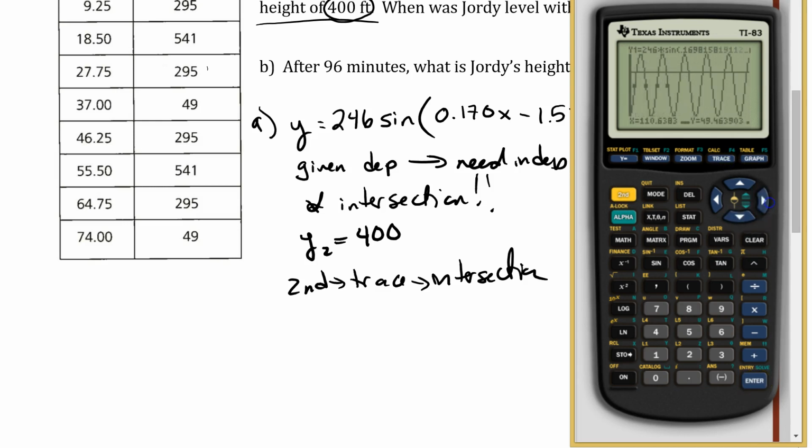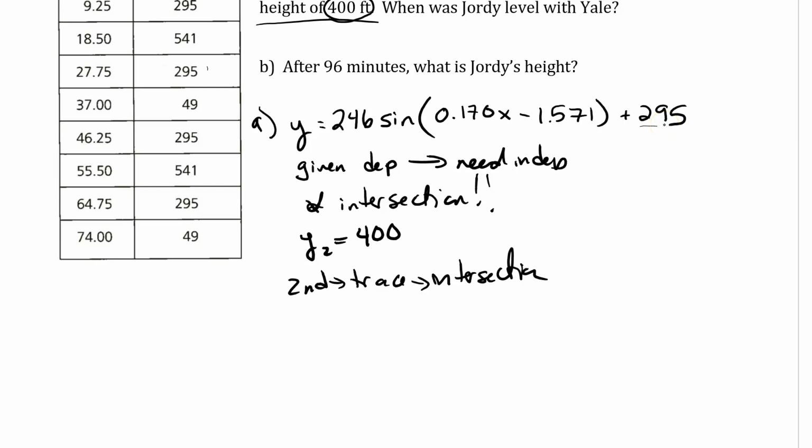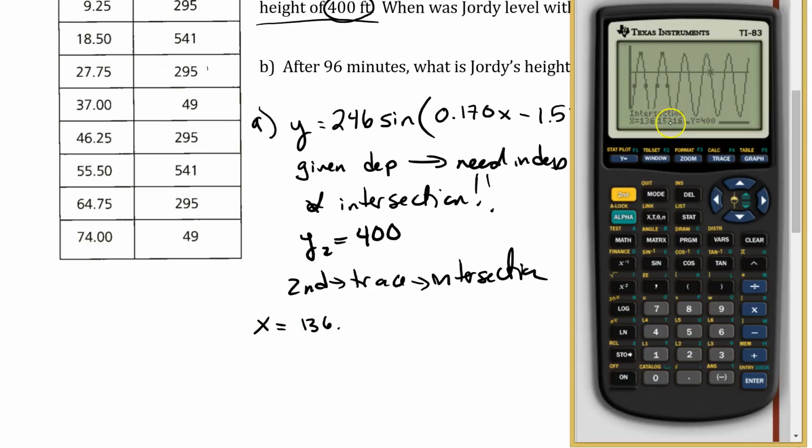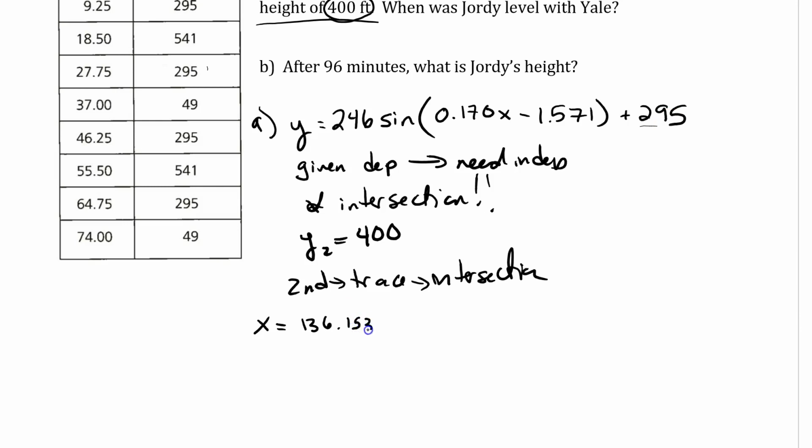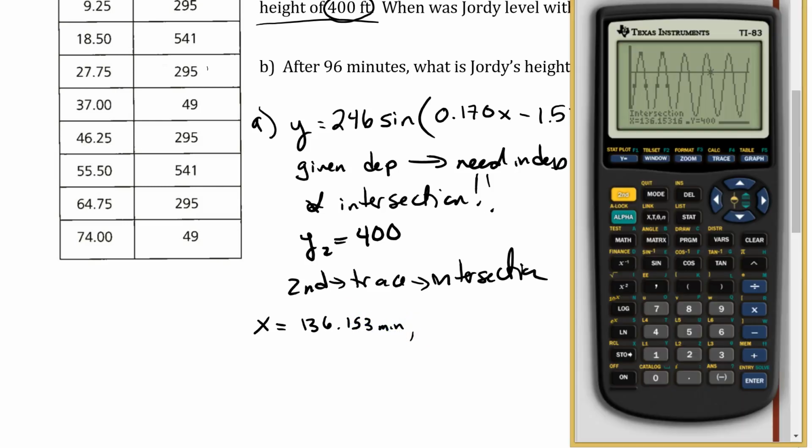And just so that I don't mess this up, I'm going to go to my farthest one and then work inside. That's just going to be my little technique. Enter, enter. Cool. Our final one is going to be at 136.153 minutes. So x equals 136.153. And let's work backwards.